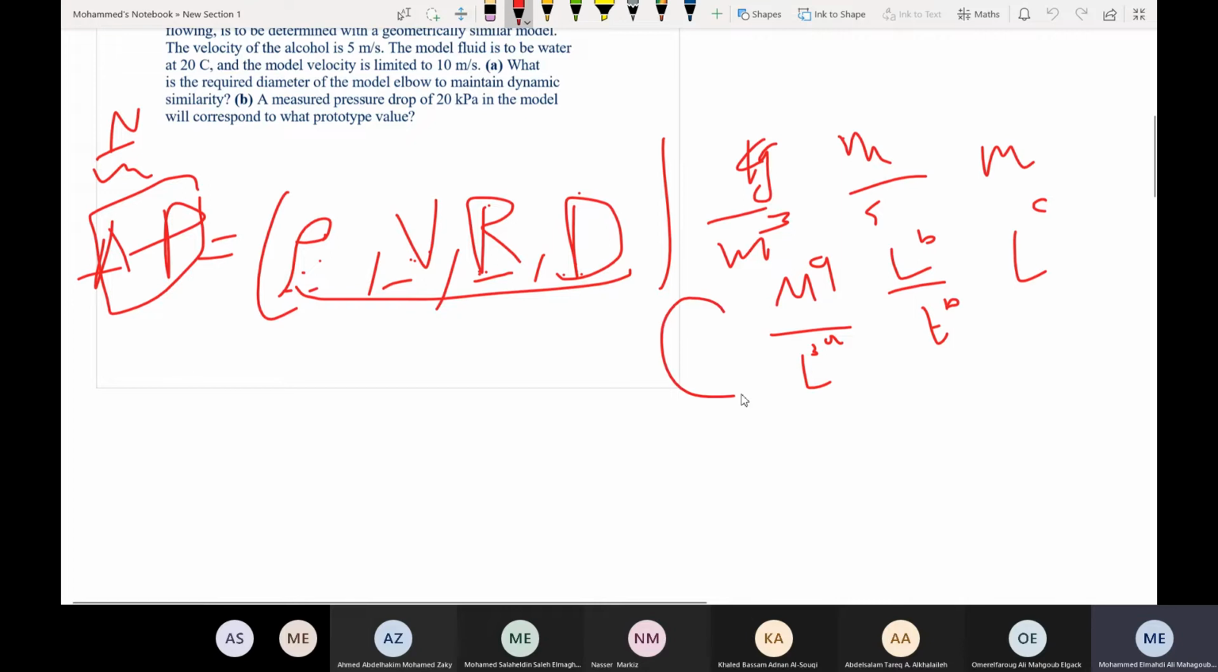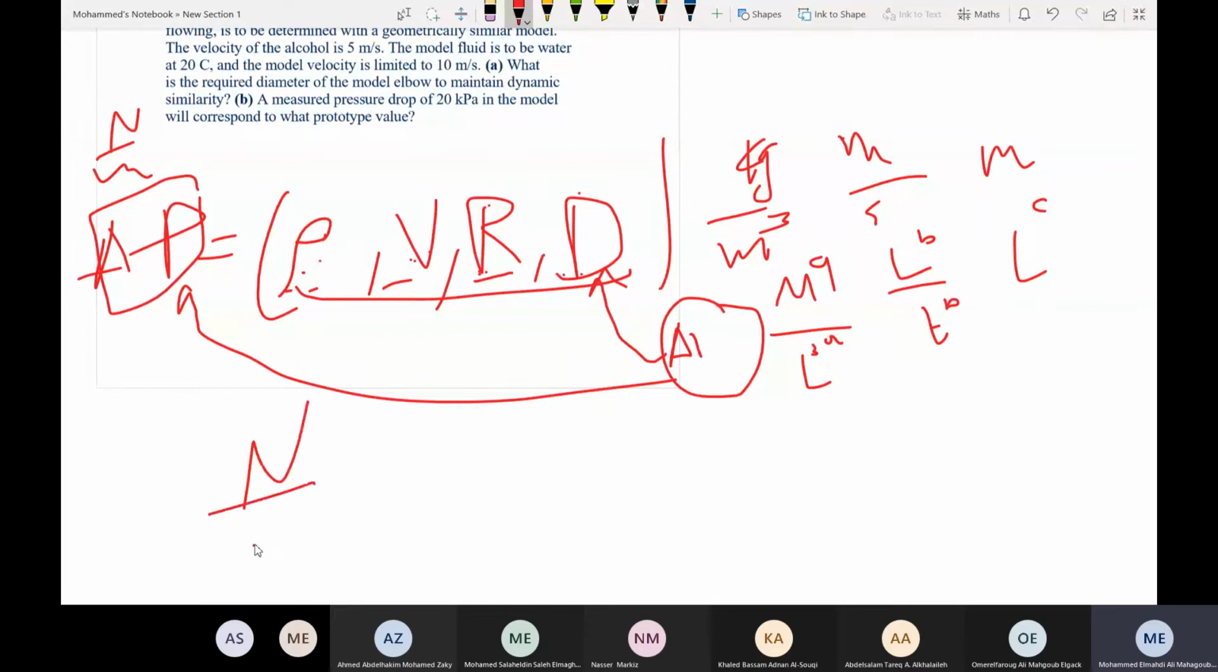So the third one that you will multiply them with is one of the non-repeating parameters, which are two left. Let me first put delta P, which is newton over meter squared. Try always, after you solve many questions, to memorize delta P in its dimensional form. But now I don't remember them, so I have to do them from the beginning.